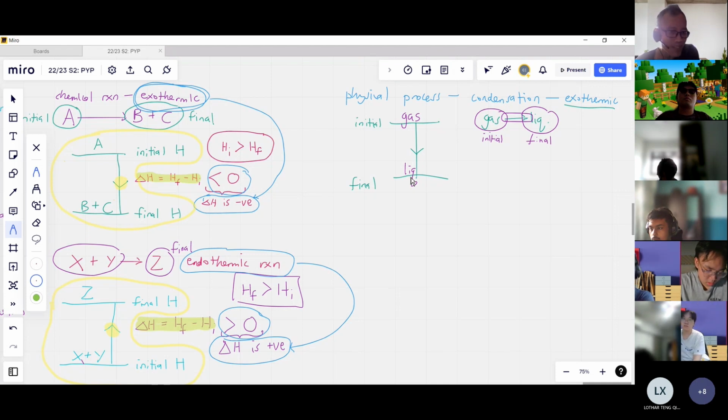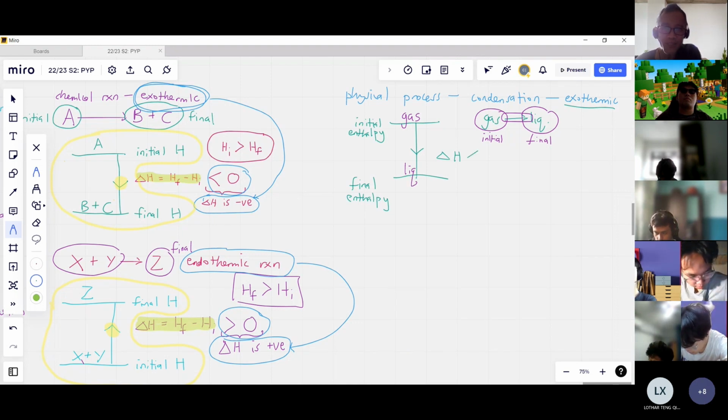But I think for good practice, this is the initial enthalpy. I'll add in the word enthalpy. This is the final enthalpy. And of course, the enthalpy change, usually they will ask you to write this out. Enthalpy change is negative. Remember, if it's a downward arrow like this, enthalpy change is always negative.